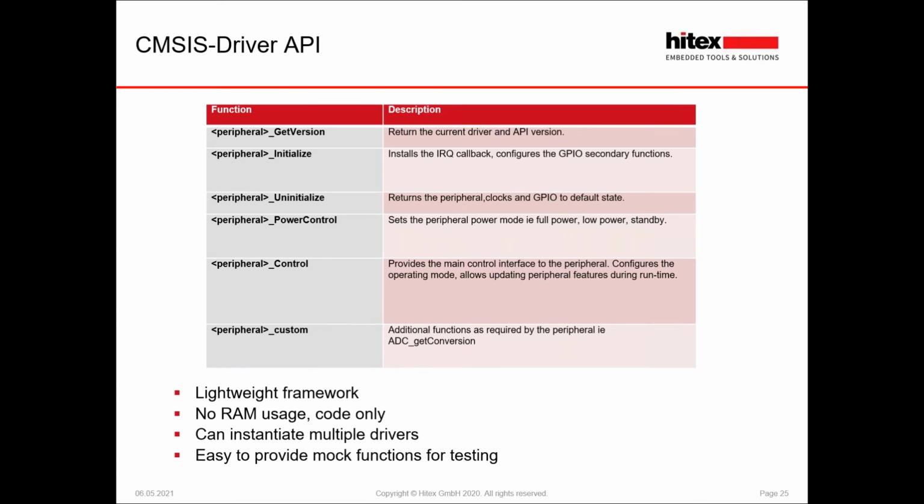So the CMSIS API itself is pretty standard across all of the devices. We have an initialize function that will install the callback function that's part of our component. It will also switch on the device and configure any GPIO that we need as well. We can then use the control function to fully configure the peripheral for our settings. And then through control, we can also send and receive data as well. Depending on the CMSIS driver, there may be a number of specific custom functions to cope with the peripheral that we're using.